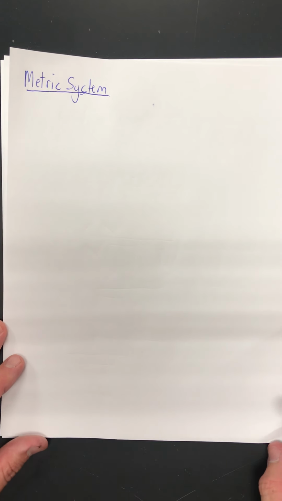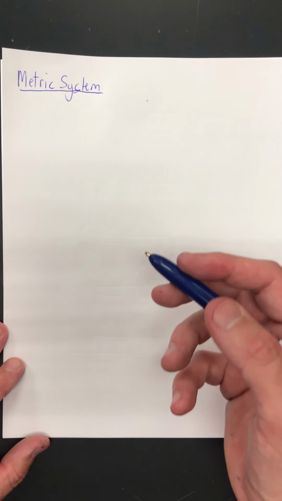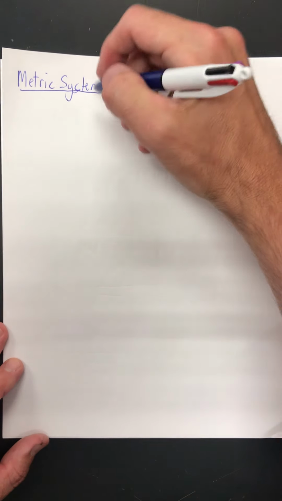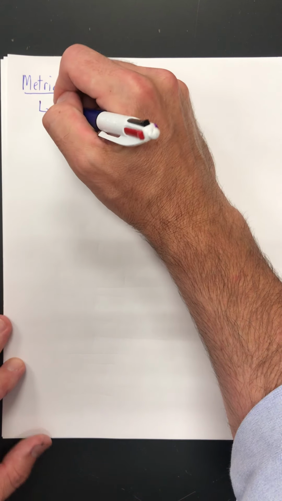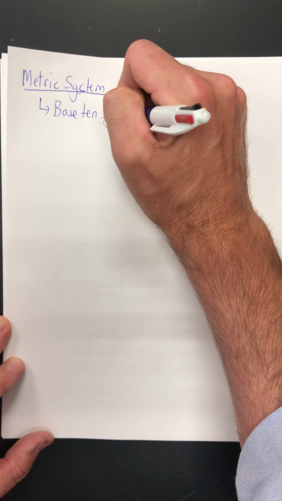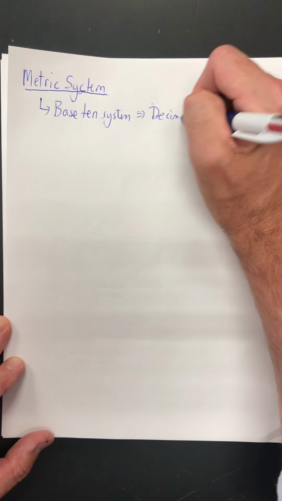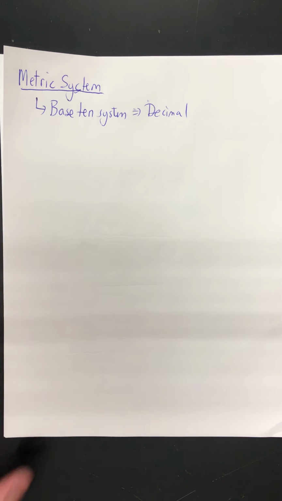So the metric system is a very specific system of measurement, and the reason why we like the metric system is because it is, most importantly, a base 10 system, i.e. it is a decimal system. And that's what makes it nice, because we're not dealing with all sorts of weird conversion factors. Everything is factors of 10, right?